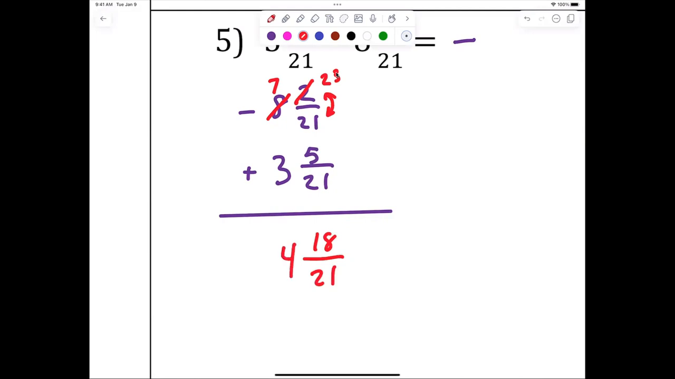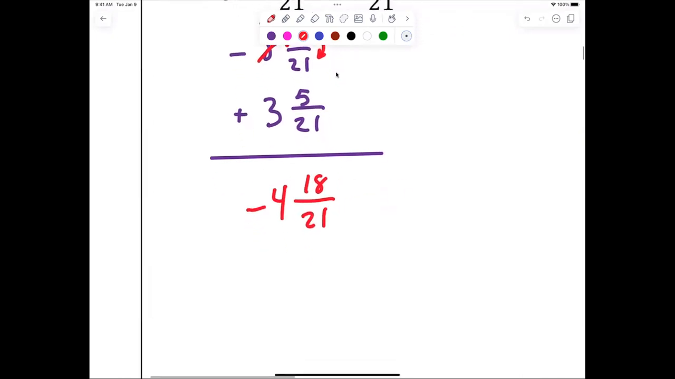And 7 minus 3. 4. Is the answer positive or negative again? Negative. Can I reduce? Yes. By how many? 3. So we're going to say that's equal to -4 and 6 over 7. All right. Now I've got a question. If you got it right, give yourself a check. If you missed it, put a little star by it and make your corrections.